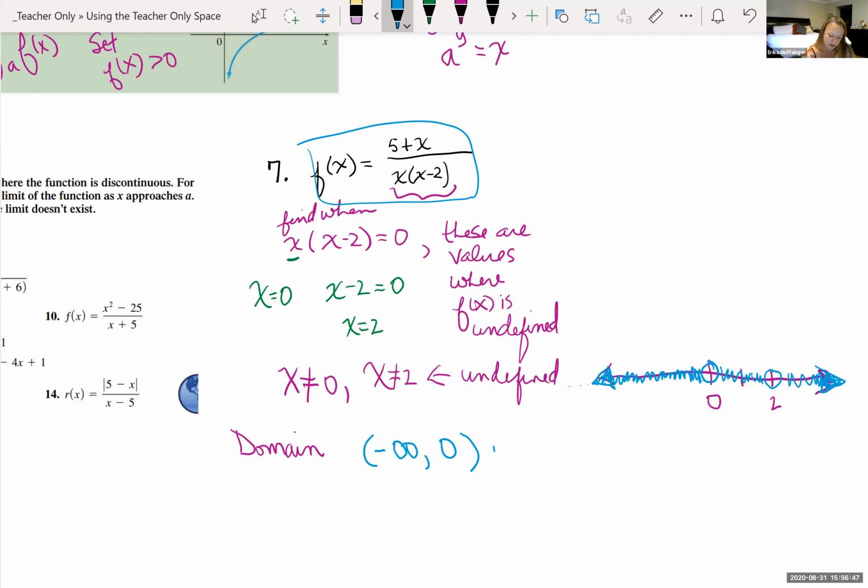Plus, we're going to do union, which is a U, upside down U, well, I guess not upside down. And we're starting, but not including, getting really, really close to 0 on the right, like 0.00001, but not including. So we put a parentheses 0, and then we're including all the numbers until we get to, but not including, 2. Union 2 to infinity.